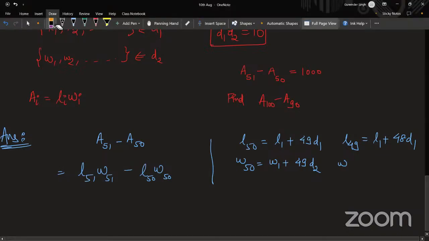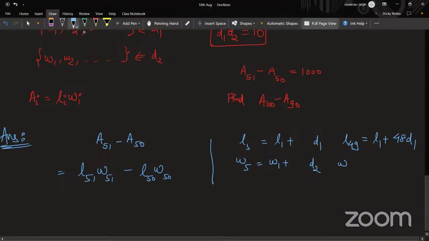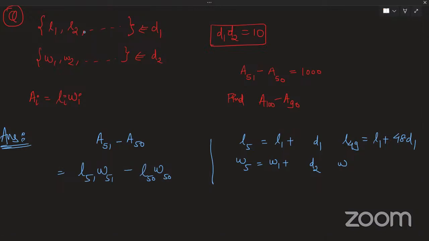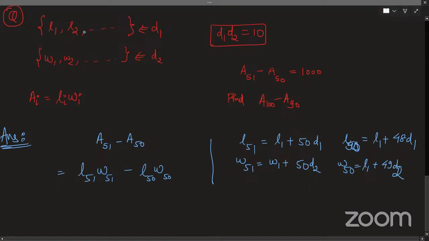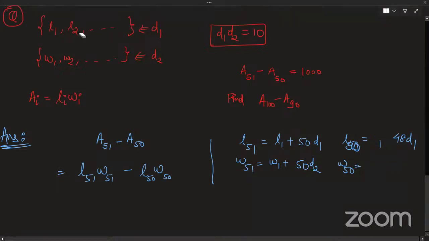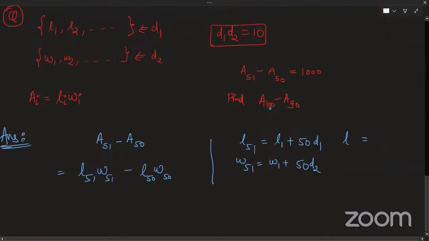What will be the value of 51 over here? It will be 50 times D1, right? Just one number you have to increase. So it will be 50 times D1 and this will be 50 times D2. Similarly, L50 will be 49 D1 and W50 will be 49 D2. Sorry, yes, correct. Just a second, I'll erase it and write it again. So L50 is basically L1 plus 49 times D1, right? And what is W50? W1 plus 49 D2.